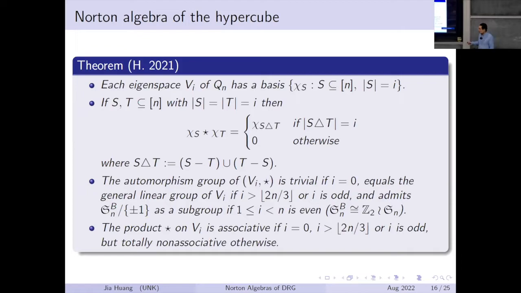And also for the non-associativity of this Norton product, we determined it is associative when i is 0, i is greater than 2n over 3, or i is odd, but totally non-associative otherwise. So it's often one way or the other, either associative or totally non-associative. But occasionally we see some intermediate cases, like what we showed you about the Hamming graph H(n, e) when e is greater than or equal to 3, and the double minus operation shows up here.